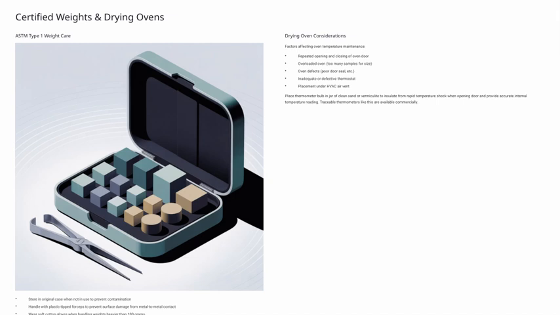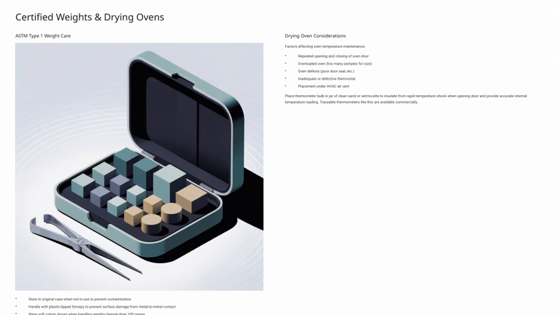Now, turning to drying ovens, maintaining a consistent temperature is key. Several factors can influence this, such as frequently opening and closing the door, overloading the oven with too many samples, or any defects like a poor door seal. The oven's thermostat quality also plays a role, and placement under HVAC vents can cause fluctuations in temperature.